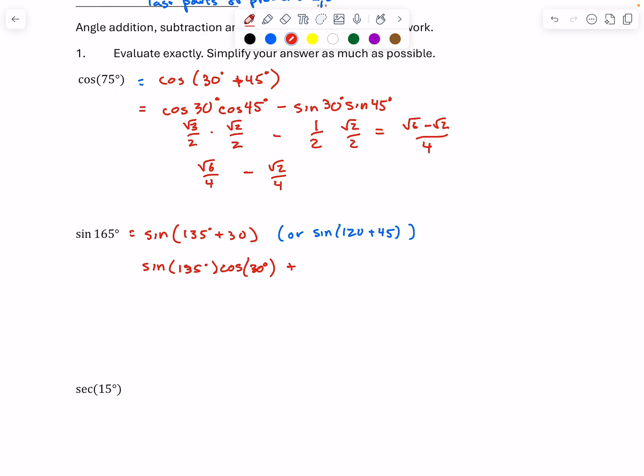Sine uses a mix, sine, cosine, and does not switch pluses and minuses. But it does switch from sine to cosine. Don't write sine of 135 twice. 135 is the second quadrant version of 45. The cosine has gone negative.